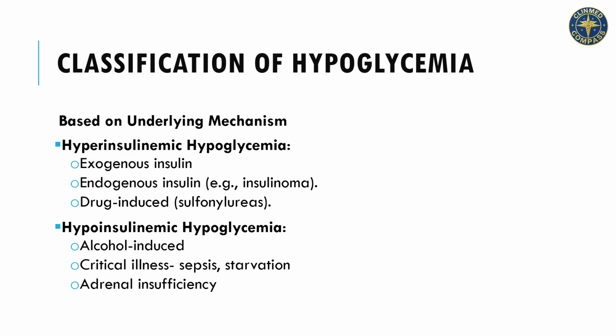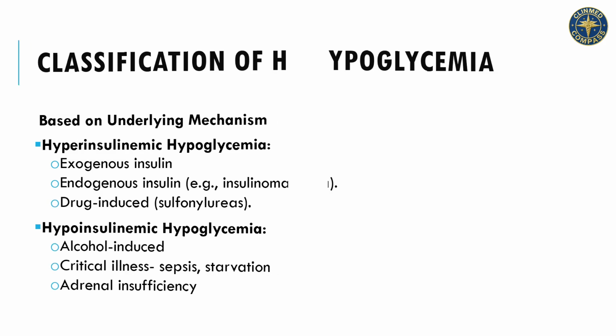Two, you have the hypoinsulinemic hypoglycemia. Here, there is inadequate insulin secretion, but glucose levels still drop due to other mechanisms. Causes include alcohol-induced hypoglycemia, critical illnesses such as sepsis, liver failure, or prolonged starvation, endocrine deficiencies, particularly adrenal insufficiency as in Addison's disease. Understanding the mechanism is crucial because it guides investigation and management.